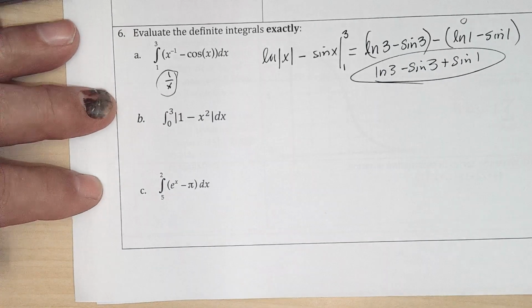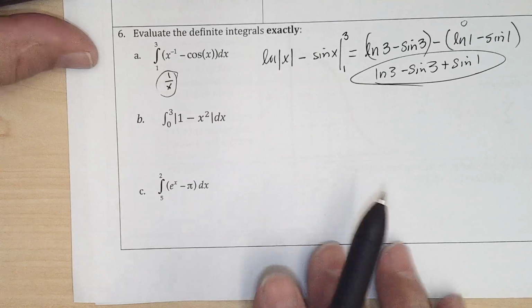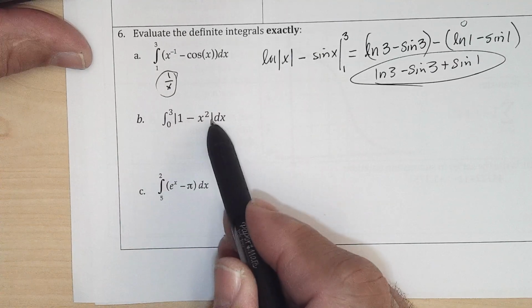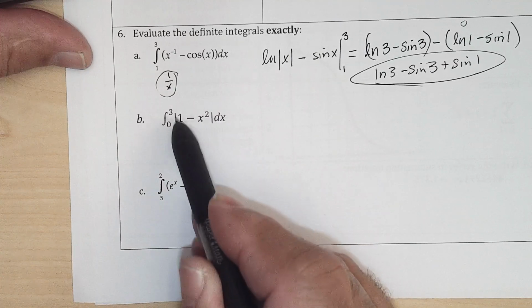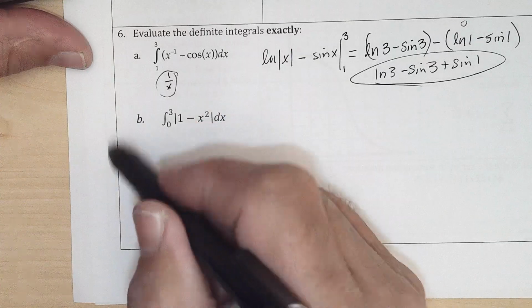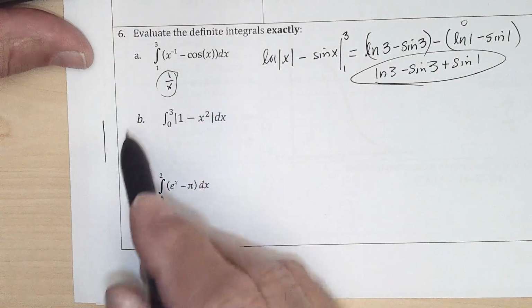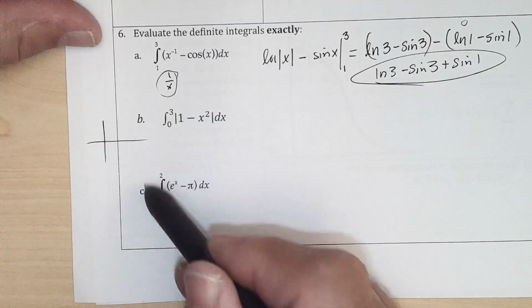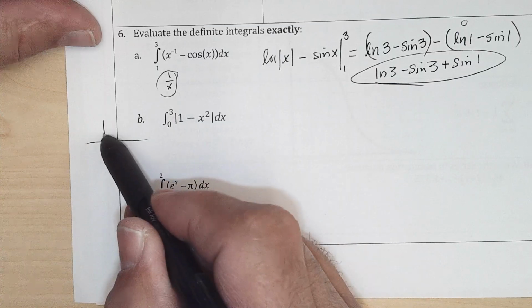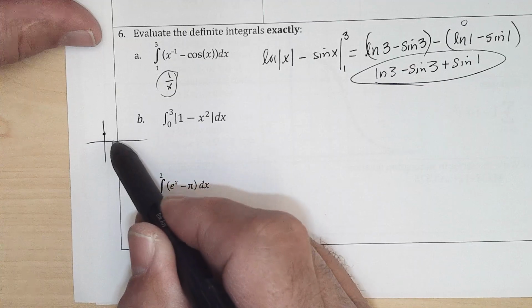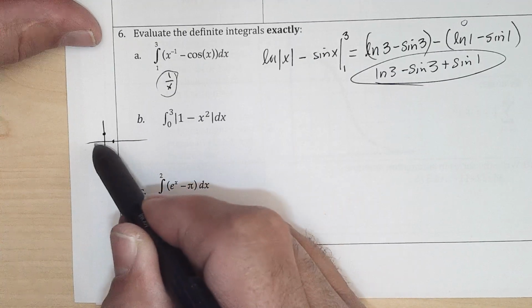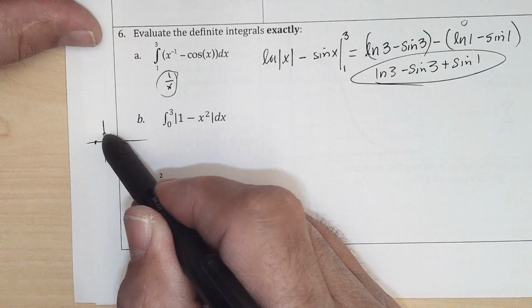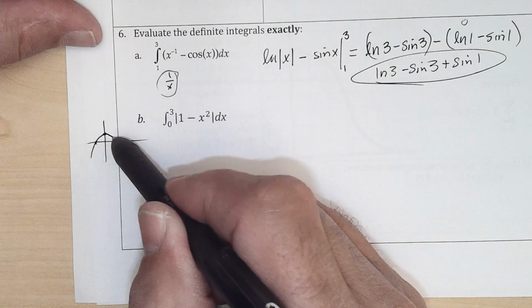Absolute value. You should ignore the absolute value and figure out what this graph looks like. Well, that's a minus x squared, so it's an upside down parabola that's moved up 1. So it's going to go through 1 on the x-axis and minus 1 on the x-axis, and it's going to look like this.